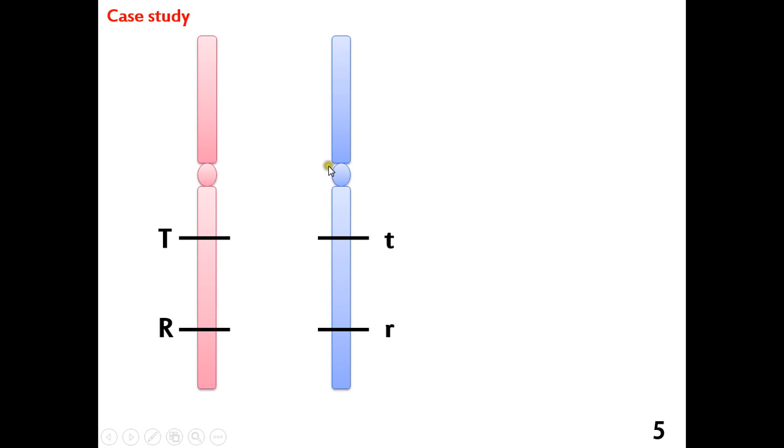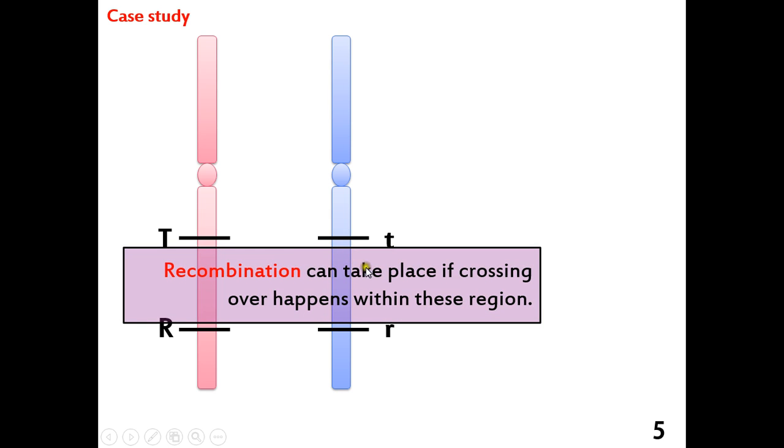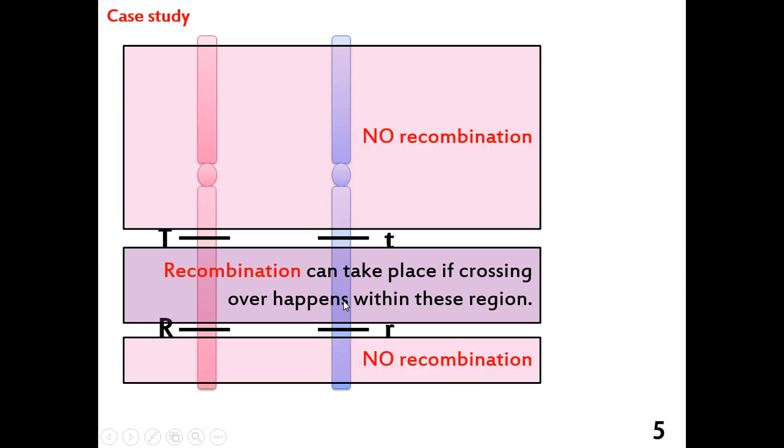If we look at this pair of homologous chromosomes right now with gene T and gene R at 2 different locations, when they are separated across on the same chromosome, there will be a recombination event if the crossing over event occurs anywhere between these 2 genes. But if the crossing over occurs anywhere outside of this region, namely here, or even if it does not occur at all, there will be no recombination at all.